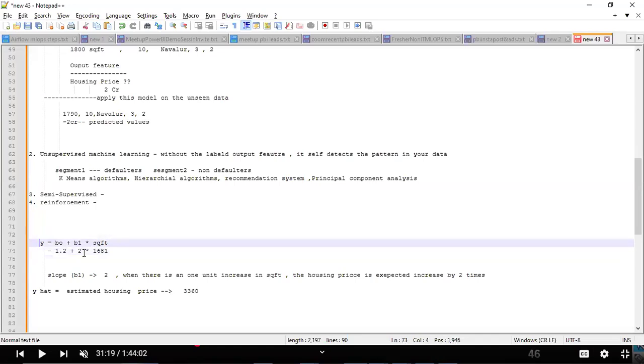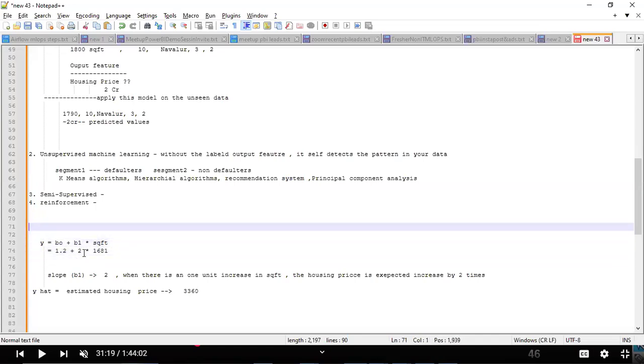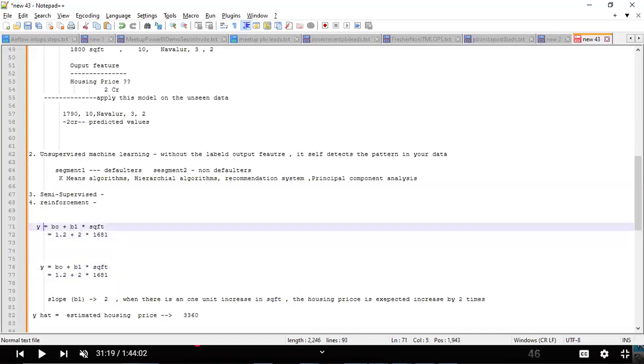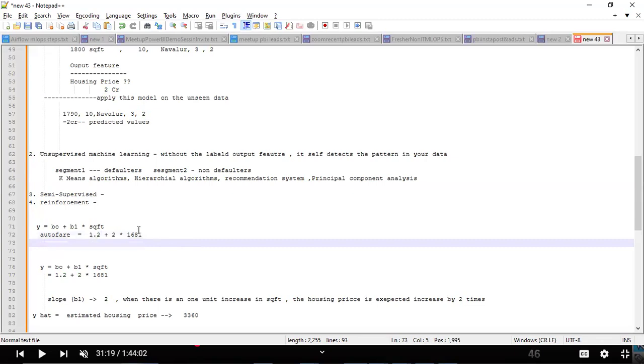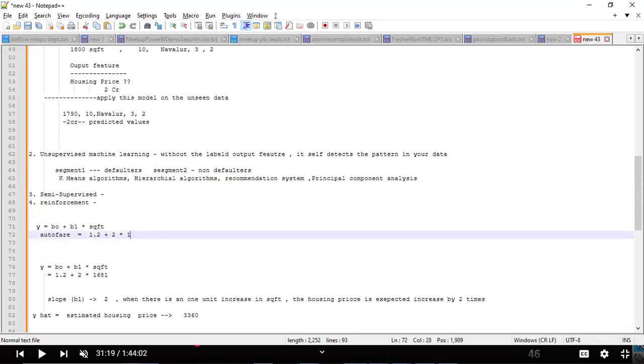Another example is the auto fare. For example, in Ola, we are booking the auto and it automatically estimates the auto fare. Let's say Y is your auto fare, that is what you want to predict. And the slope is 2 and the intercept is 1.2. Intercept is a constant value, remember this. The slope varies for each independent variable. In this case, this is your number of kilometers. This is your independent or input feature.